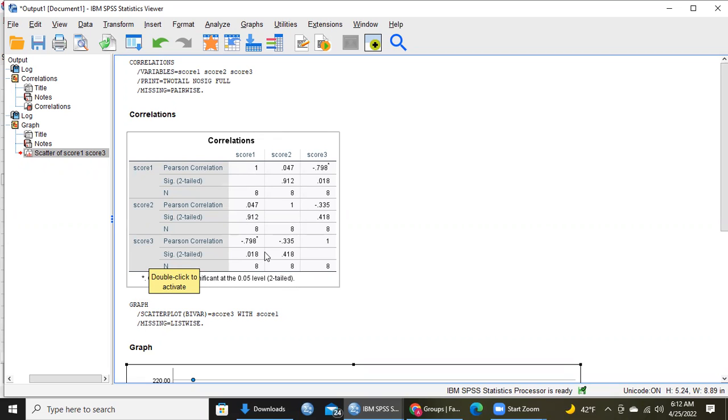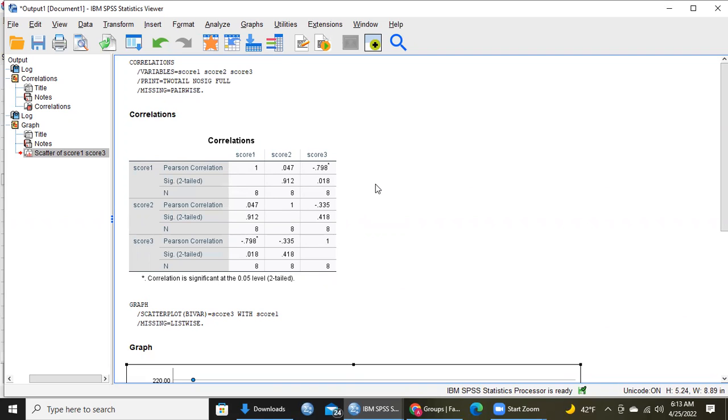And so getting the hang of reading this matrix, you're reading the column and the respective row to get the Pearson's correlation, all right? Your p-value is the sig two-tailed, and your count is 8. You have 8 records. Now, out of all of these correlations, the only ones that are statistically significant are score 1 and score 3.